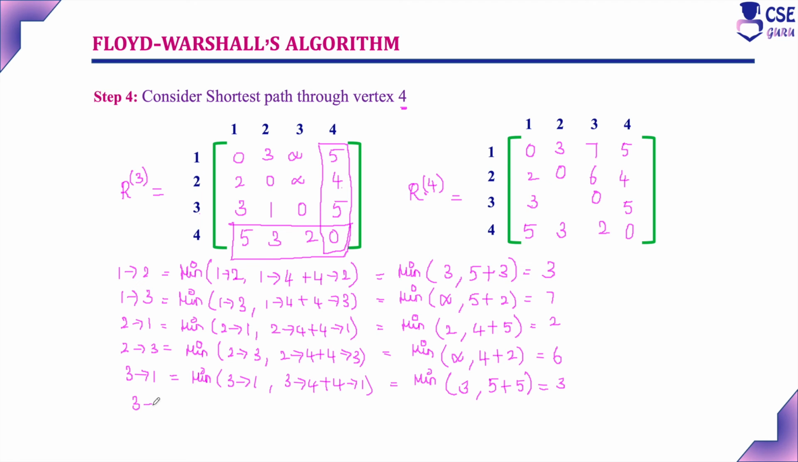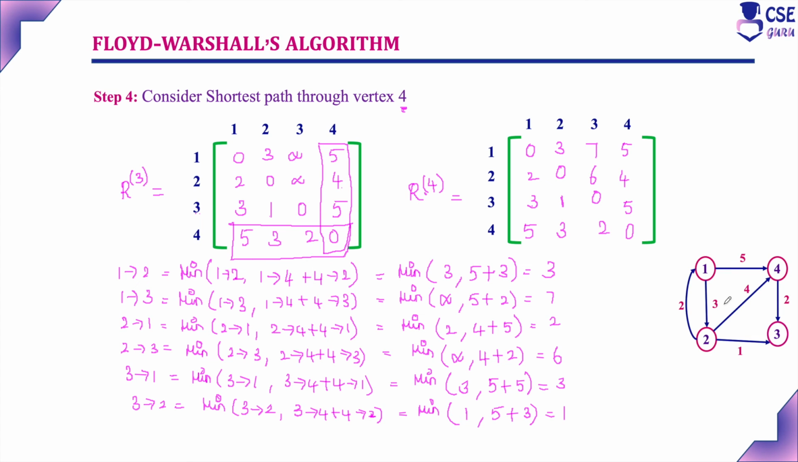Next, 3 to 2. Minimum of 3 to 2, comma, through the vertex 4. So 3 to 4 plus 4 to 2. So 3 to 2, already the distance is 1. 3 to 4, it is 5, plus 4 to 2, the distance is 3. So we will get the minimum value 1 only. So this is the new matrix we have found out by considering the intermediate vertex 4.